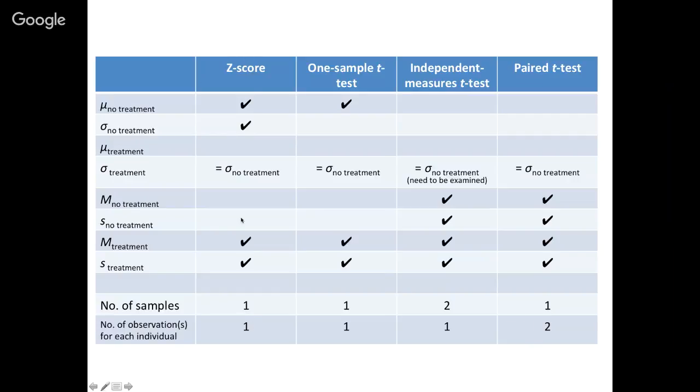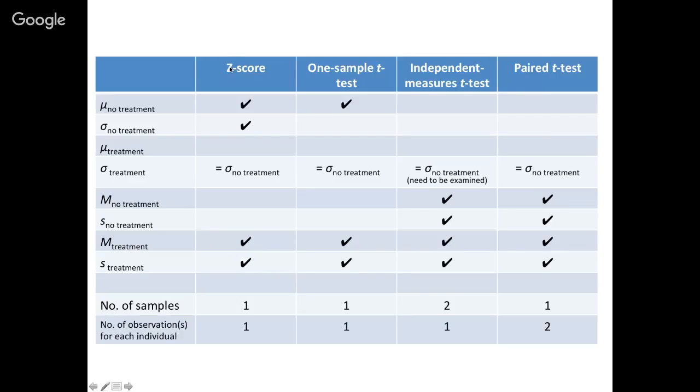In the z-score test, what we know is shown here, and the empty cells mean what's unknown. So for the z-score test, we know the mu before treatment and the population standard deviation sigma before treatment, and we assume the sigma doesn't change after treatment, but we don't know the population mean after treatment. What we know is the sample mean after treatment and the sample standard deviation after treatment.